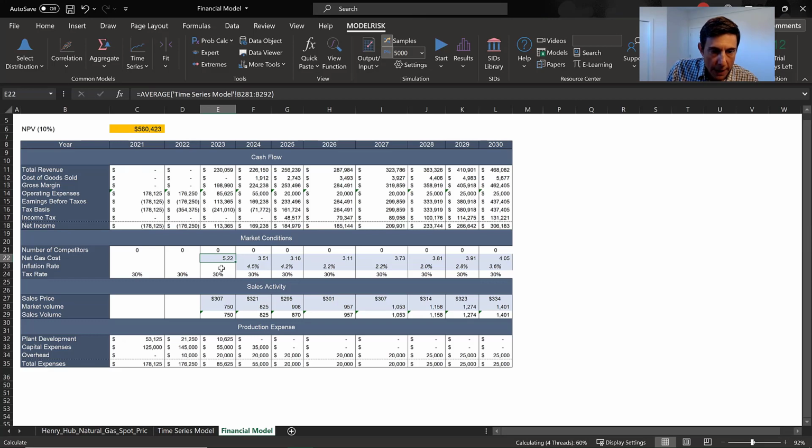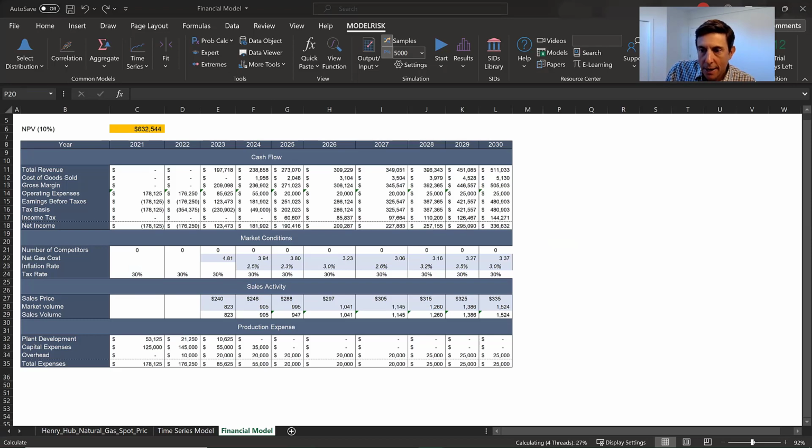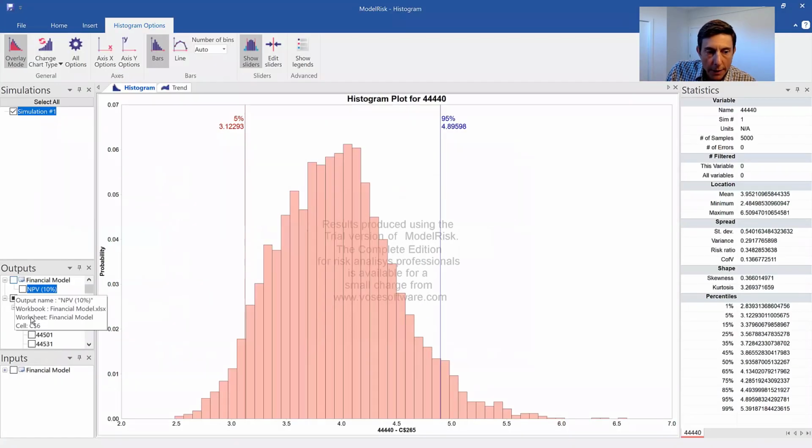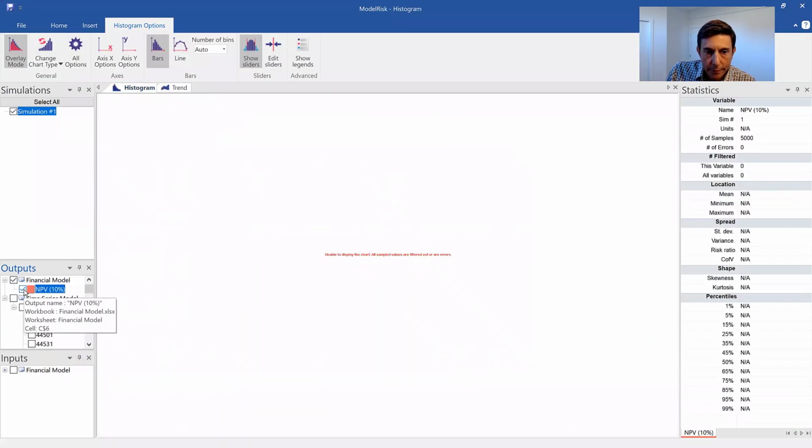The other inputs in the model are the selling price, which is the price of nitrogen. That's a different model to forecast that. And also we have inflation rates and market volumes. What I'm trying to show is, if we add uncertainty in the inputs in the model, then we also have uncertainty in the output of the model. In this case, the output will be the net present value.